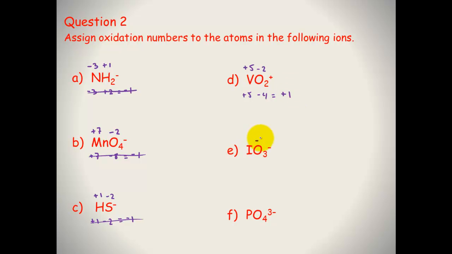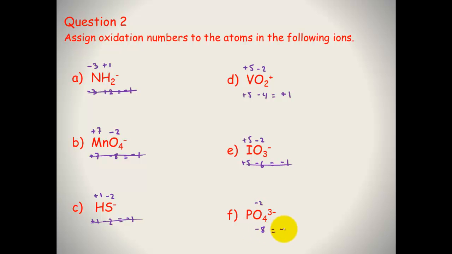Okay, oxygen, minus 2. Minus 2 times 3 is minus 6. Overall charge equals minus 1. So iodine needs to be plus 5. Plus 5, because there's one of them, minus 6 equals minus 1. That's correct as well.